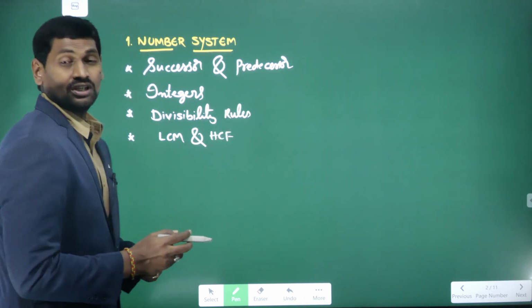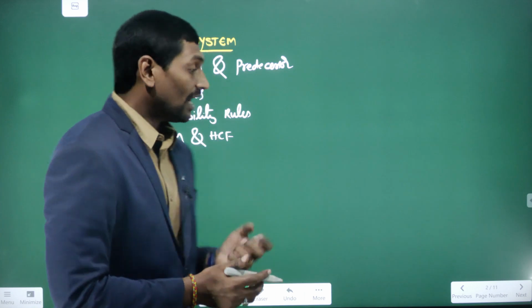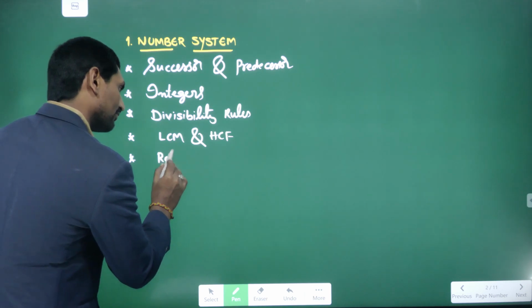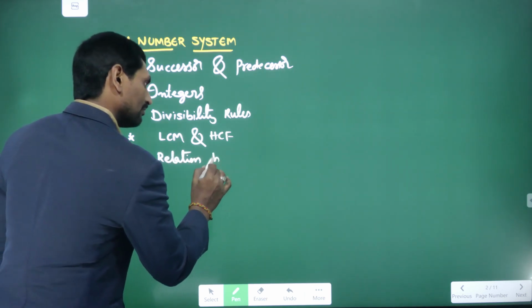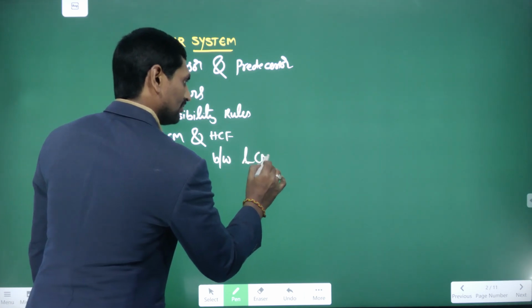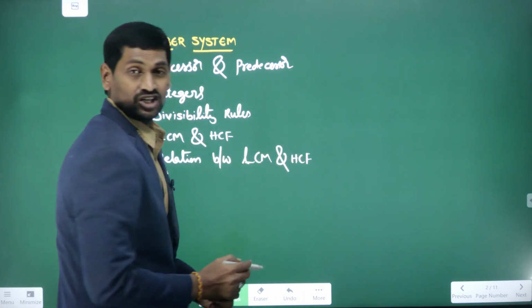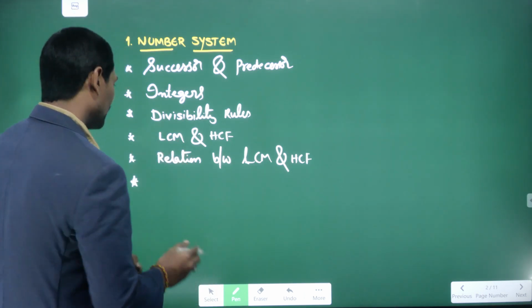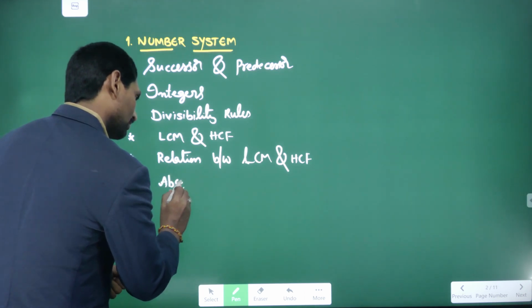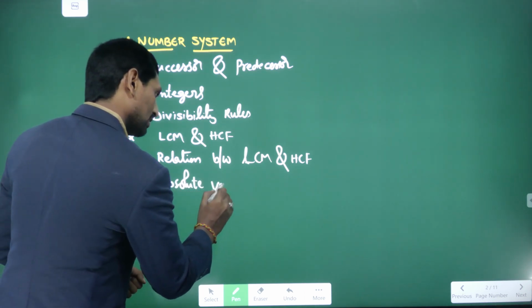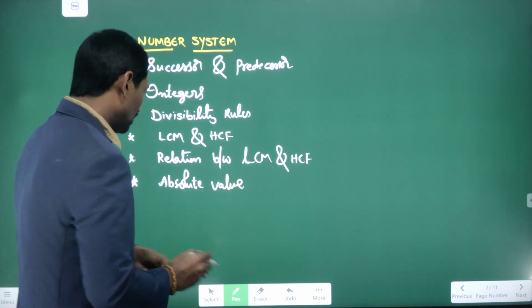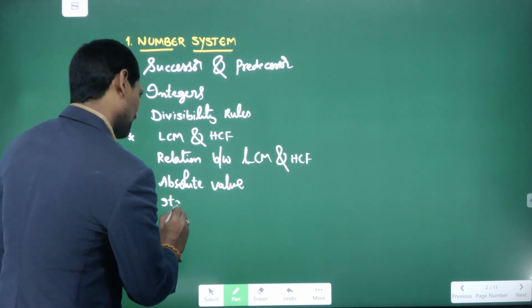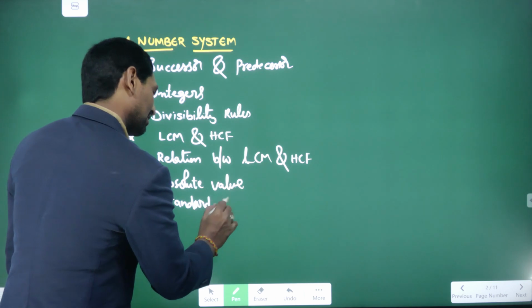least common multiple and highest common factor, and the relation between LCM and HCF. Okay. Later on we are going to discuss the concept of absolute value and standard form of a number. Next topic is standard form of a number.